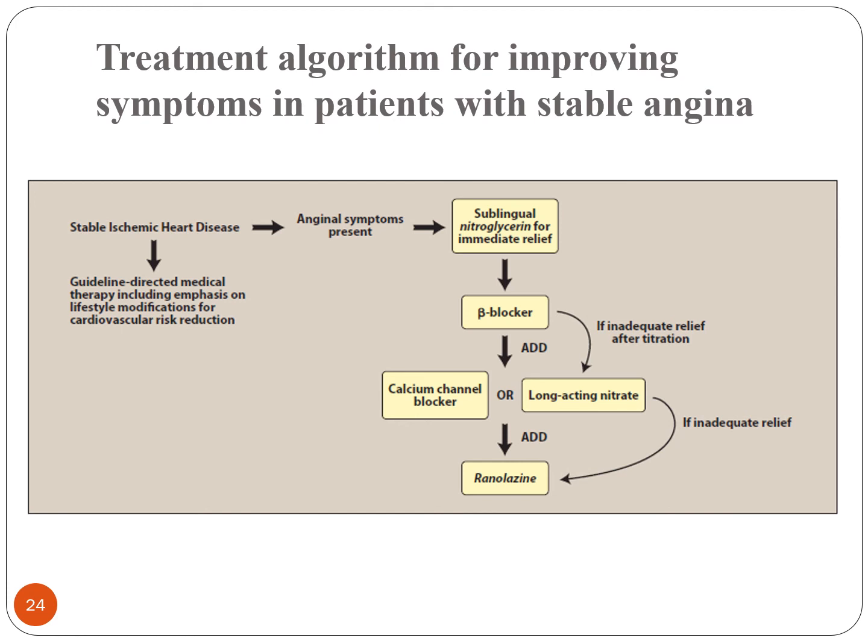Here we have the treatment algorithm for improving symptoms in patients with stable angina. First, if the patient has stable ischemic heart disease, we should emphasize lifestyle modification for cardiovascular risk reduction. Lifestyle should include diet, exercise, and so on, to enhance the reduction of cardiovascular risk in this patient with stable ischemic heart disease.